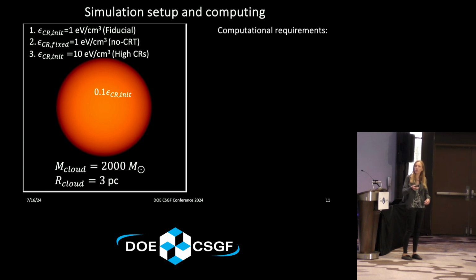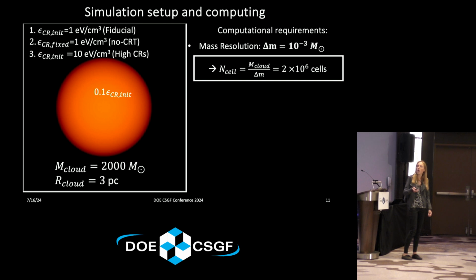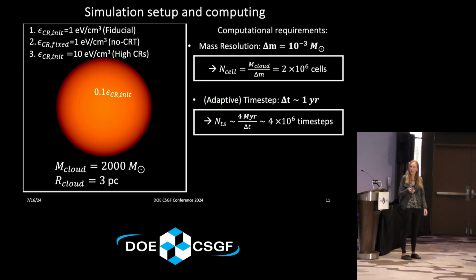To give you an idea of some of the computational requirements, the mass resolution required to resolve the individual stars is about 10 to the minus 3 solar masses. Going from the size of the cloud down to 10 to the minus 3 solar masses requires 2 million simulation cells. For the time stepping, Gizmo uses an adaptive time step to adapt to the different needs in different areas of the simulation at different times. But typical time steps in these simulations are about 1 year.